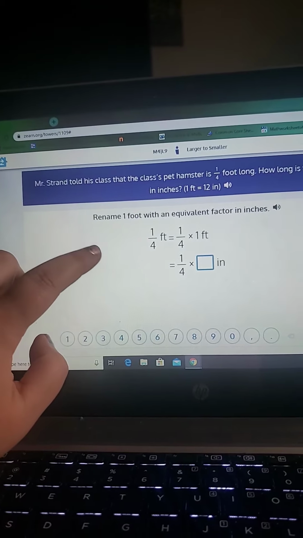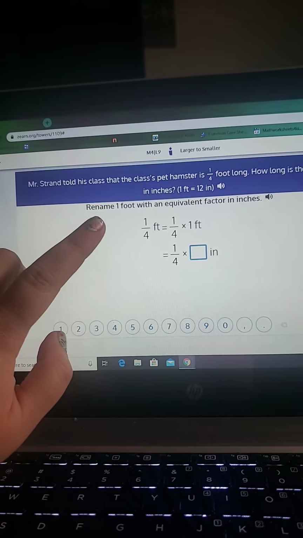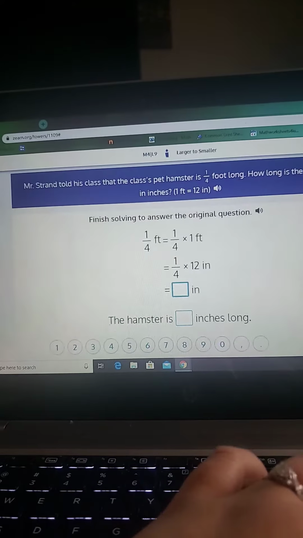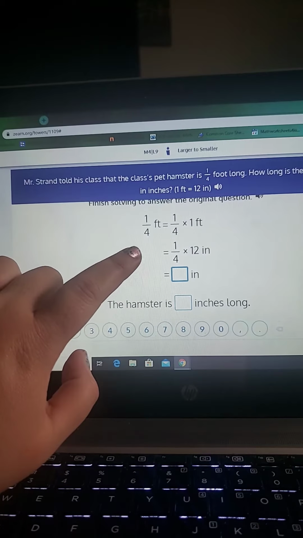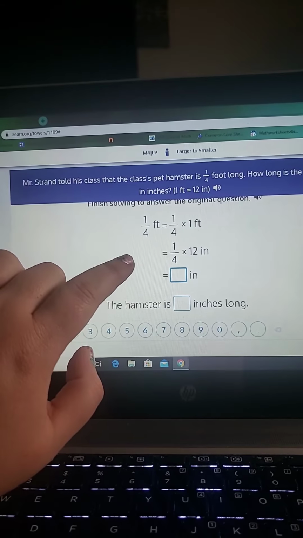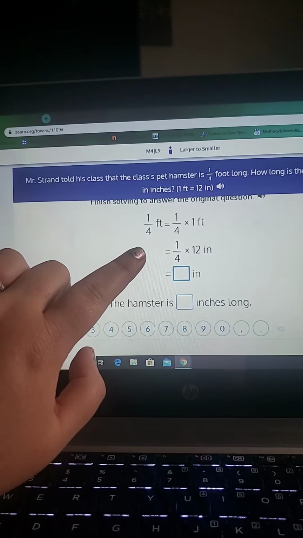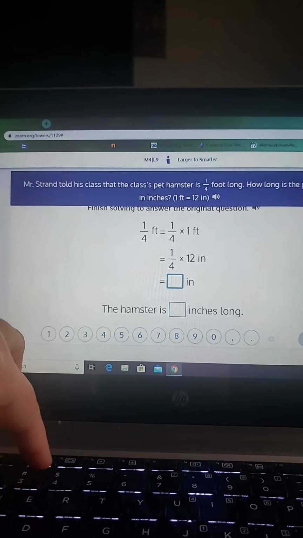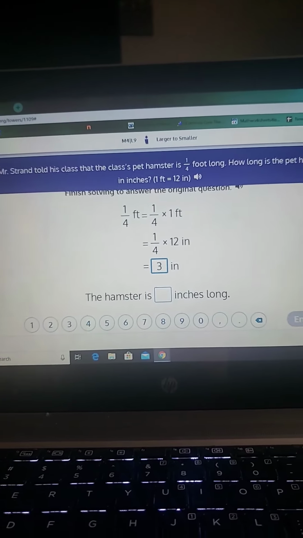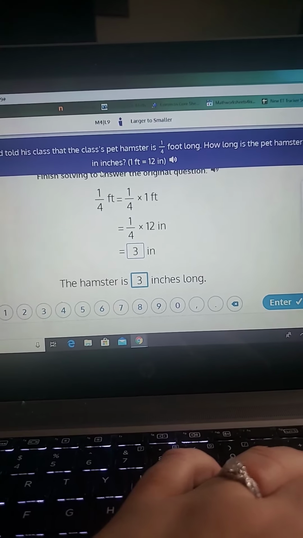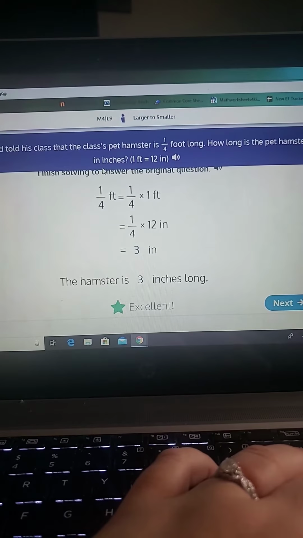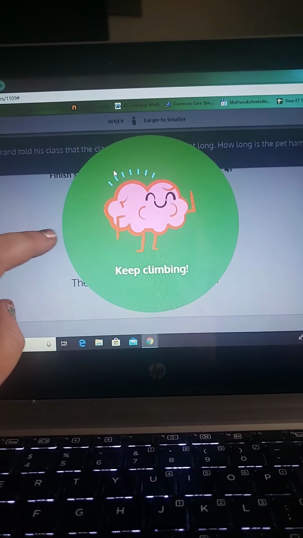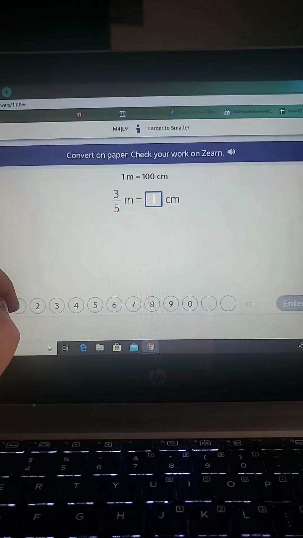Again, you want to do that conversion. How many inches are in 1 foot? Up there it says it in the purple box, so 12. And then you can either do that cross multiplying or crossing off thing, or you can just do it in your head. 1 times 12 on top divided by 4. 1 times 12 is 12, divided by 4 is 3. So the hamster is 3 inches long. I have posted notes on Google Classroom again, so please, if you need those, use those.